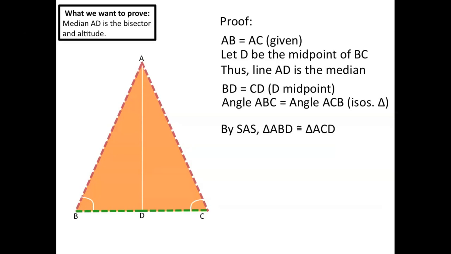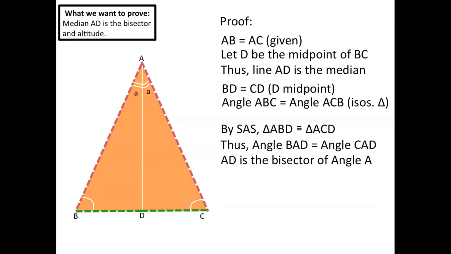because sides AB and AC are equal, sides BD and CD are equal, and the angle between them is also equal, proving that these two triangles are congruent. So because they're congruent, we can now say that angle BAD is equal to angle CAD. And if those two are equal, then that means that the line AD has bisected angle BAC. So that makes AD the bisecting line of angle A.